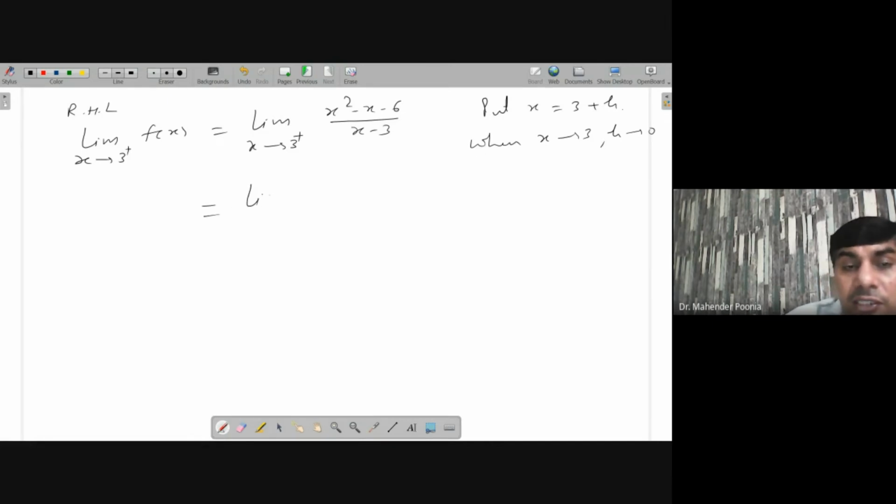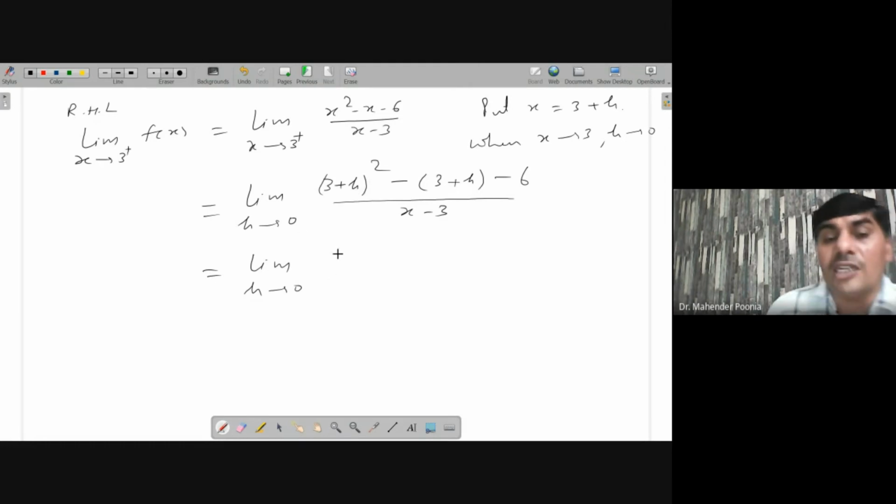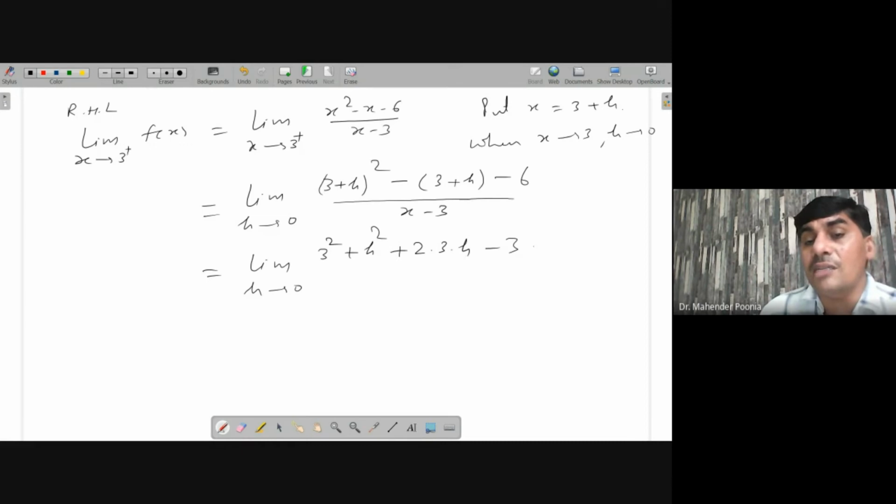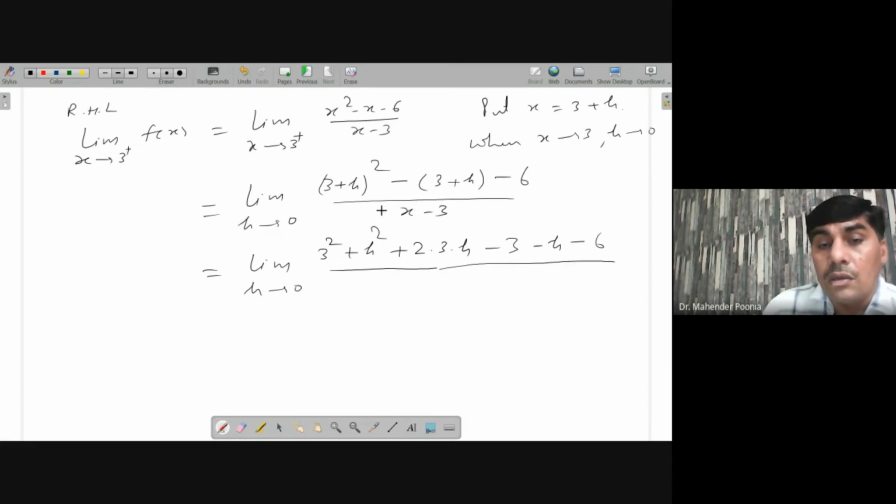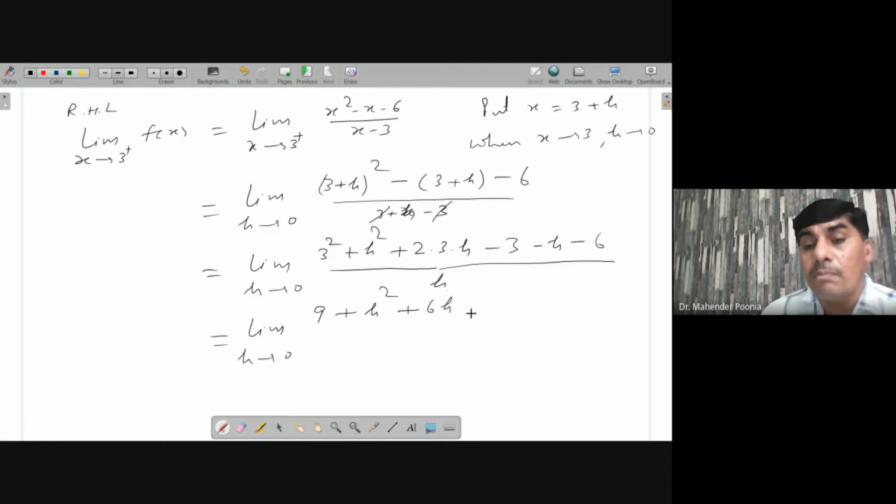So the limit becomes limit h tends to 0, (3 plus h) squared minus (3 plus h) minus 6 divided by x minus 3, which is equal to limit h tends to 0, (3 plus h) squared, that means 3 squared is 9 plus h squared plus 2 into 3 into h, minus 3 minus h minus 6 divided by h, where 3 is cancelled with minus 3, which is equal to limit h tends to 0, 3 squared is 9 plus h squared plus 6h minus 9 minus h divided by h.